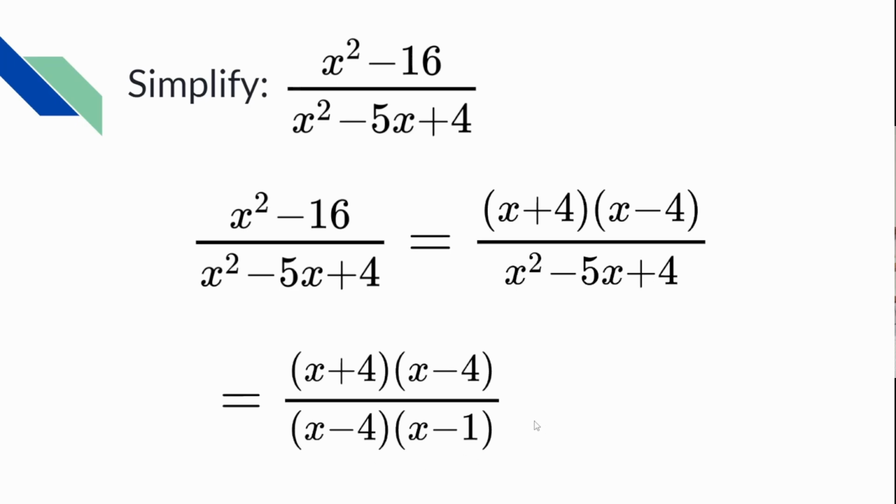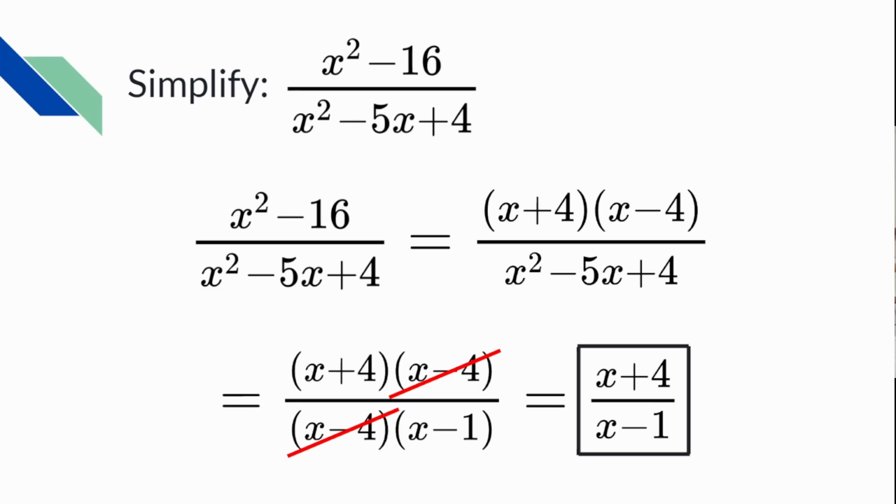And we can see that the x minus 4 and the x minus 4 are going to cancel. So let's get rid of those. And it leaves us with x plus 4 over x minus 1. So this is our final answer.